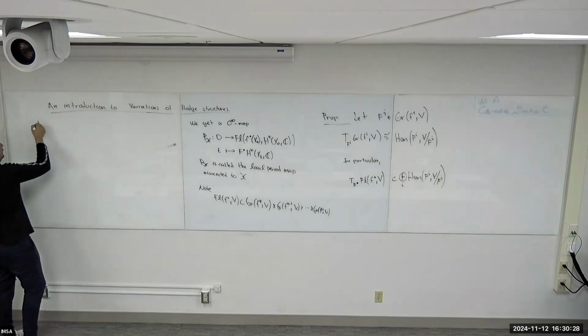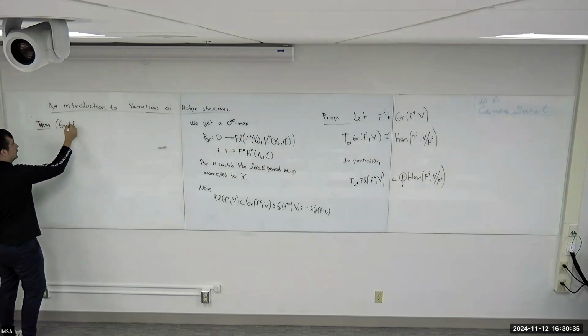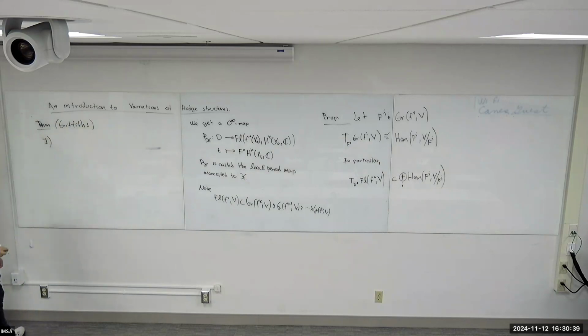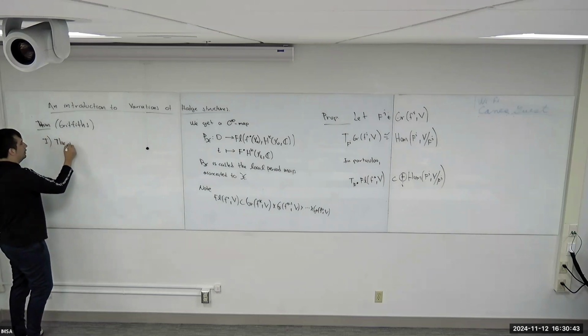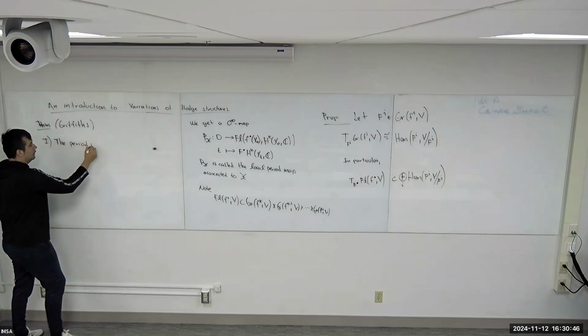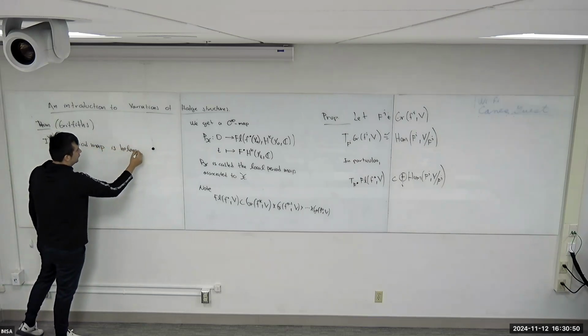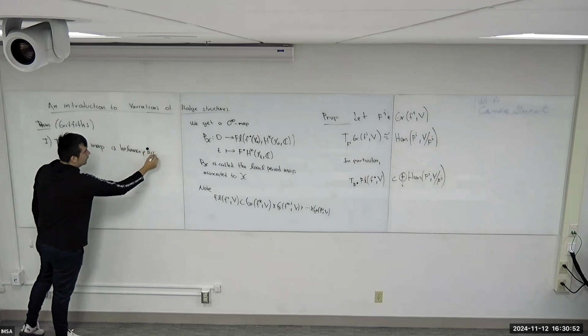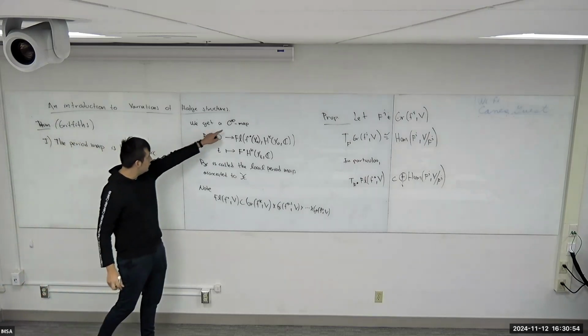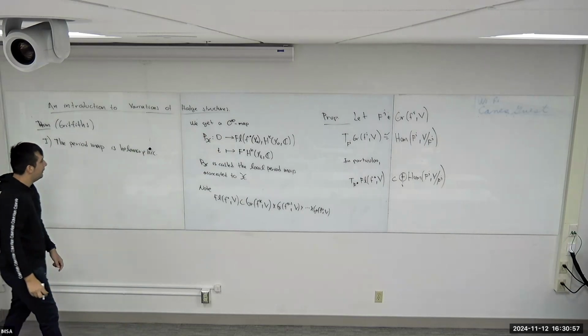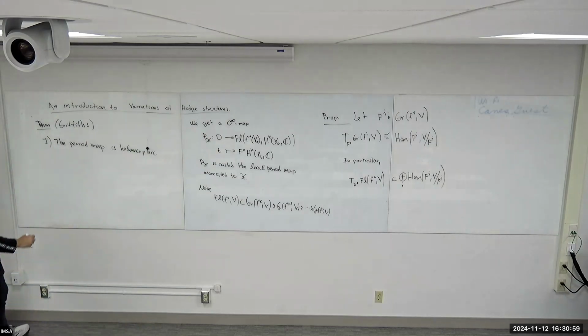So these are the theorems. Repeats. So we have 3 points. In the first one, we'll say that the period map is holomorphic. So I was telling you that we obtained something C infinity here, but this is going to be actually holomorphic.